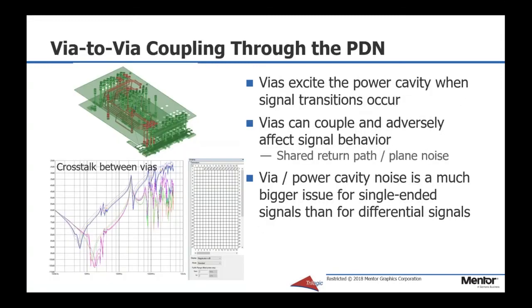Another effect that we need to incorporate into the power-aware simulation is via-to-via coupling to the PDN. When a signal transitions through a via, it can excite the power cavity, and then when there are nearby vias, they can couple to each other when they are sharing the same return path. This kind of noise is a bigger issue for single-ended signals such as are found in DDR4 designs. In this picture, which is extracted from the board, you can see the via crosstalk effect as you get to higher frequencies.